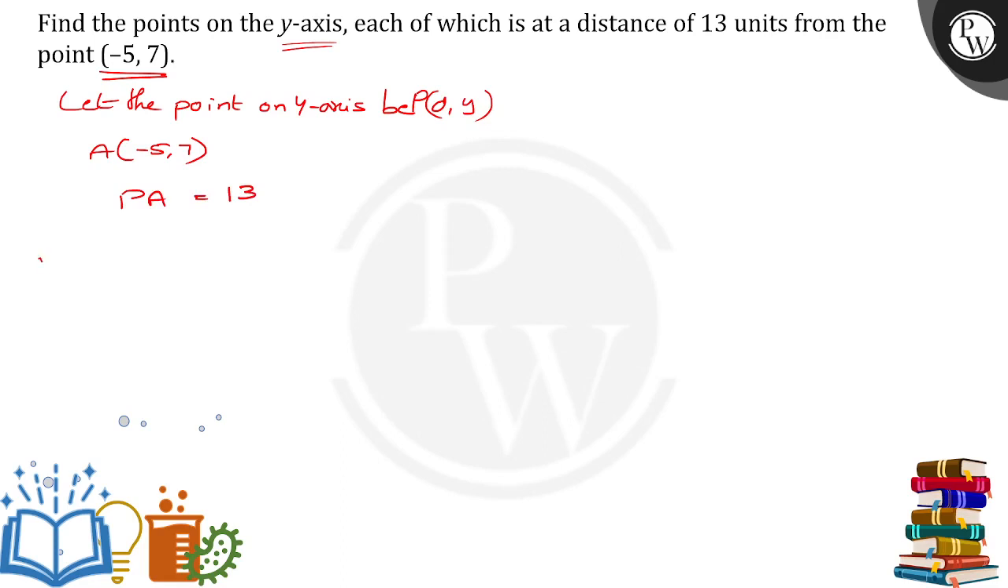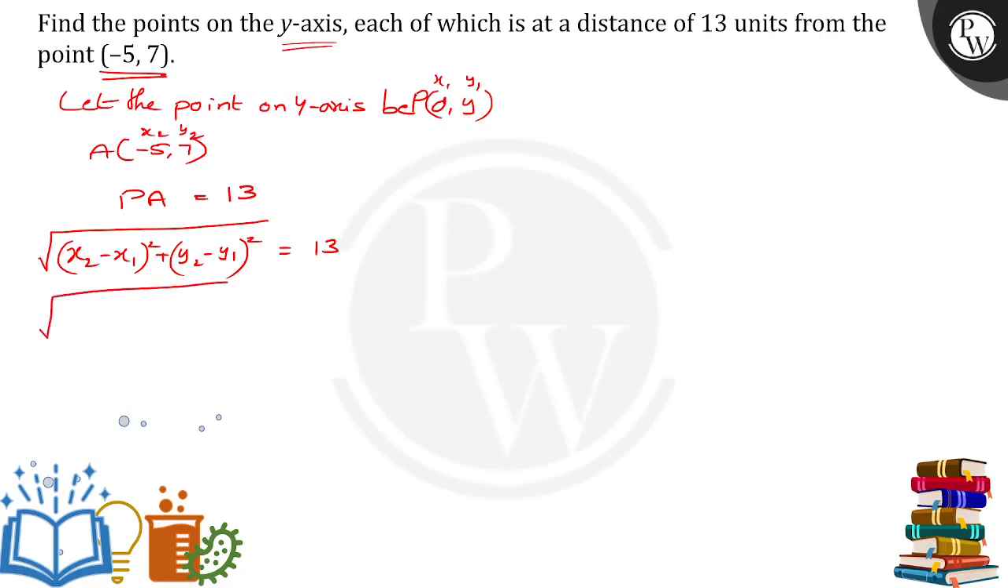So what we have to do, we have to apply the distance formula. PA is equal to the square root of (x2 minus x1) whole square plus (y2 minus y1) whole square, which is equal to 13. Take it as x1, y1 and this is x2, y2. So substitute the values: the square root of (-5 minus 0) whole square plus (7 minus y) whole square is equal to 13.